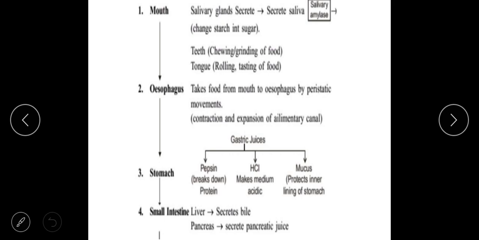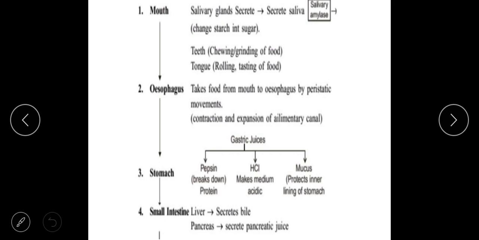In the stomach, the gastric juices contain pepsin. Pepsin, I have already told you, is released in inactive form. That inactive form is known as pepsinogen. So what is the role of pepsin? It breaks down the proteins into smaller molecules. And HCl makes the medium acidic, whereas mucus protects the inner lining of the stomach also.